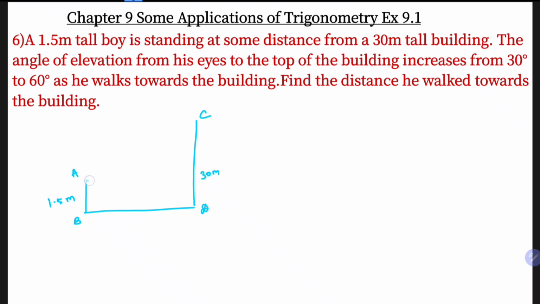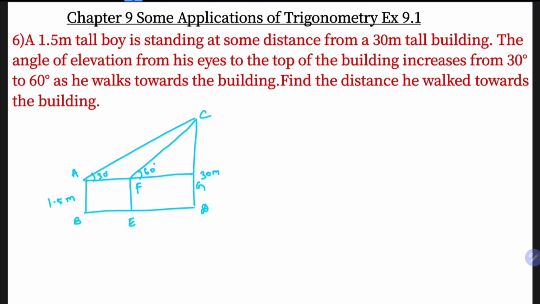So this can become our horizontal line. The angle increases from 30 degrees to 60 degrees when the boy moves forward towards the building. So we have to be careful in marking the angle of elevation. Let this point be E, F and G.